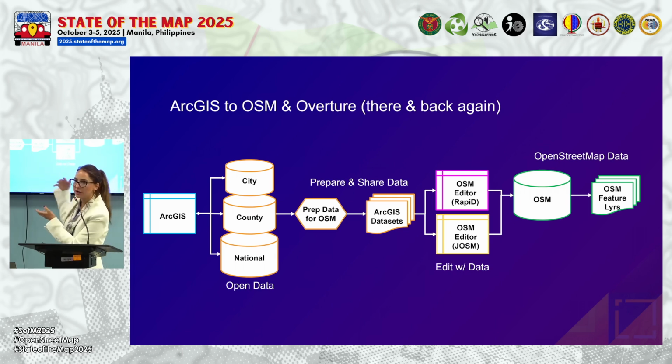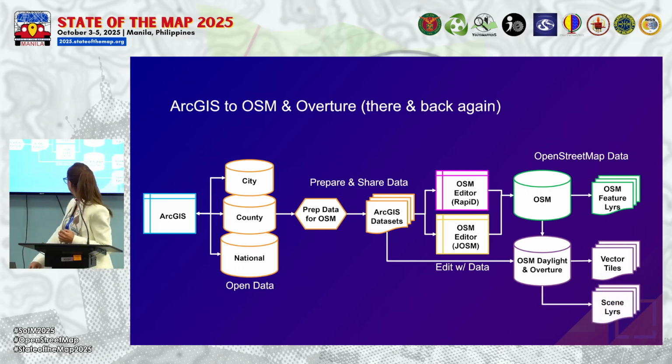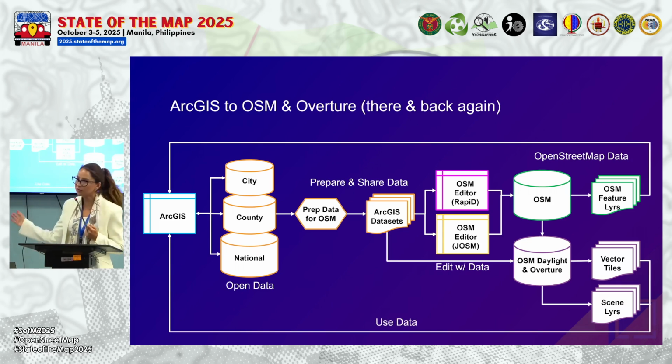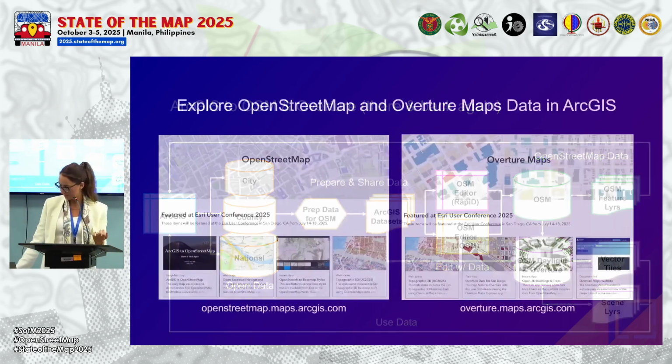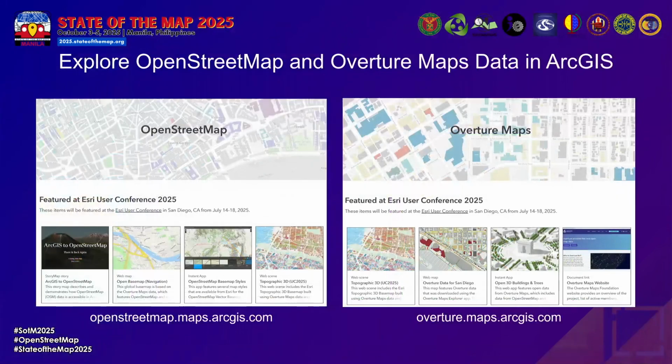From there, we create feature layers, and with those feature layers, we also update every minute. Then from the OSM database, we also get the data from OSM Daylight to create the vector tiles. From that, we also create those scene layers for the 3D buildings, and after that, it all goes back to ArcGIS. So it's a cycle where everyone can contribute back to the OSM database. Here are two groups that we created, where you can find all these OSM datasets and Overture Maps datasets in ArcGIS Online.